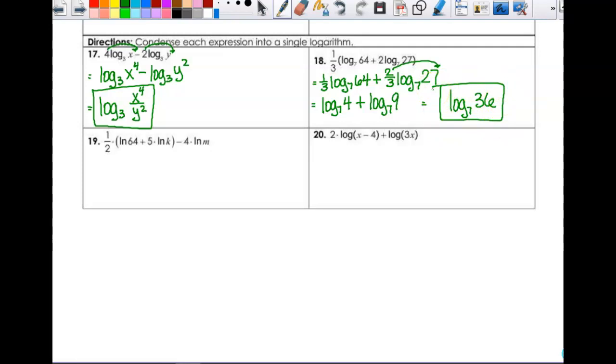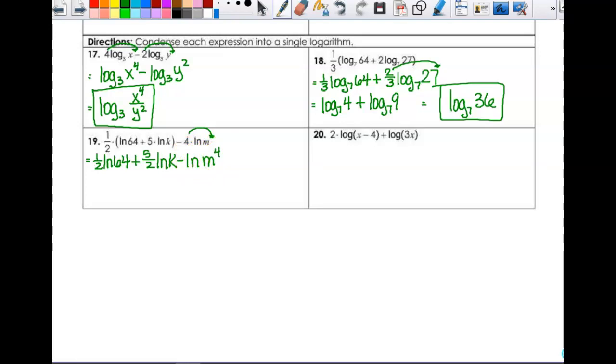All right, I'm going to go ahead and distribute this 1/2. So this is going to give me 1/2 times the natural log of 64 plus 5/2 times the natural log of k. And then that 1/2 does not get distributed over here, but this 4 can go ahead and become an exponent, so it'll be minus the natural log of m to the 4th.